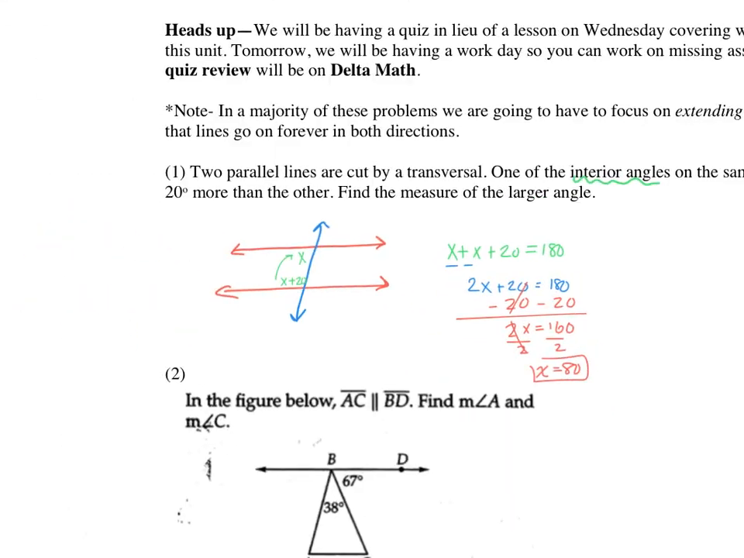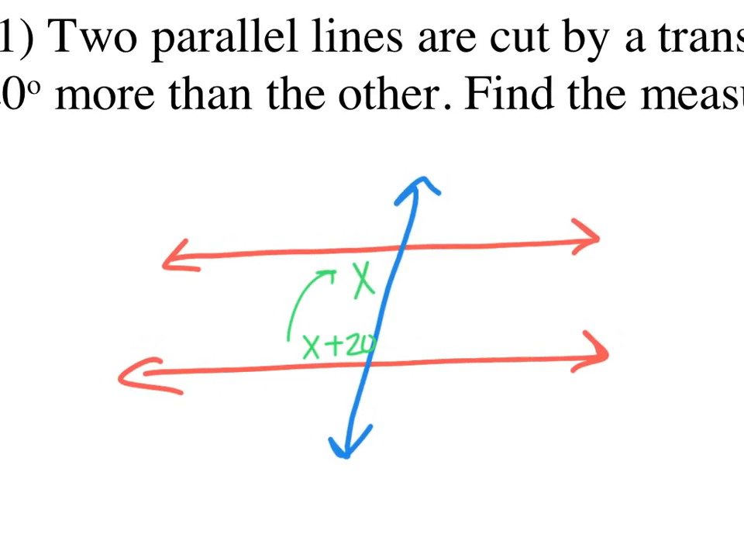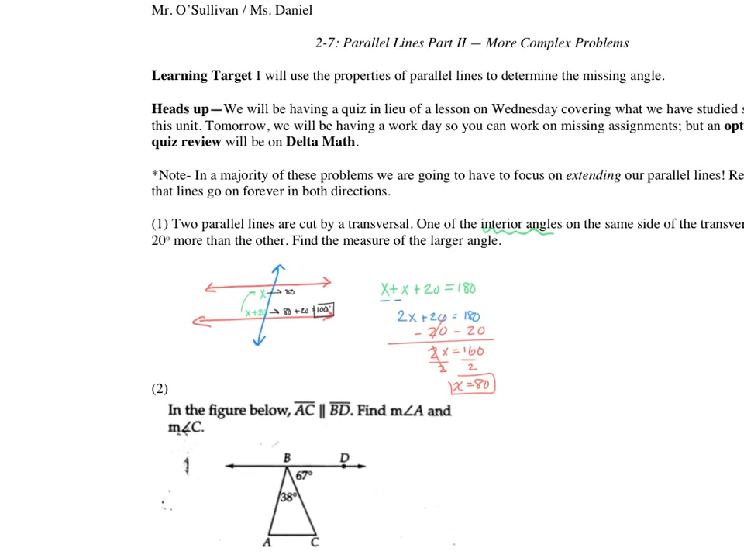But the question isn't asking you to find the value of x. It's asking you to find the measure of your larger angle. So if you're not 100% sure which one your larger angle is, just plug it into both. So if I plug x into here, it's just going to be 80. Now if I plug x into here, it's going to be 80 plus 20, which is 100. So 100 degrees is my larger angle. That's your final answer.